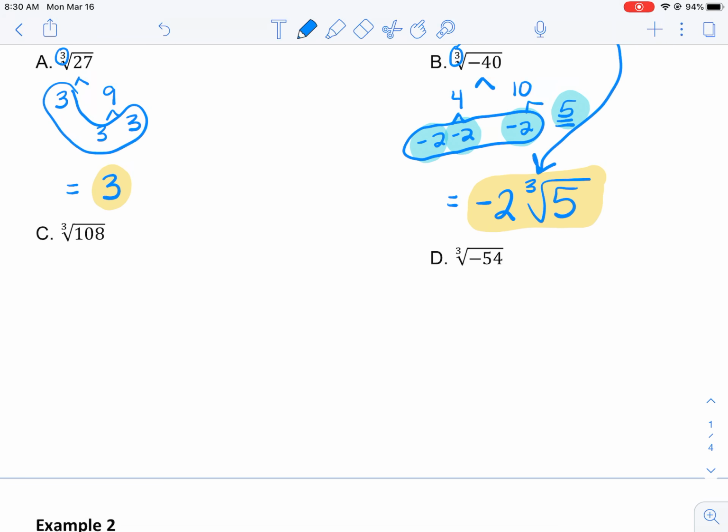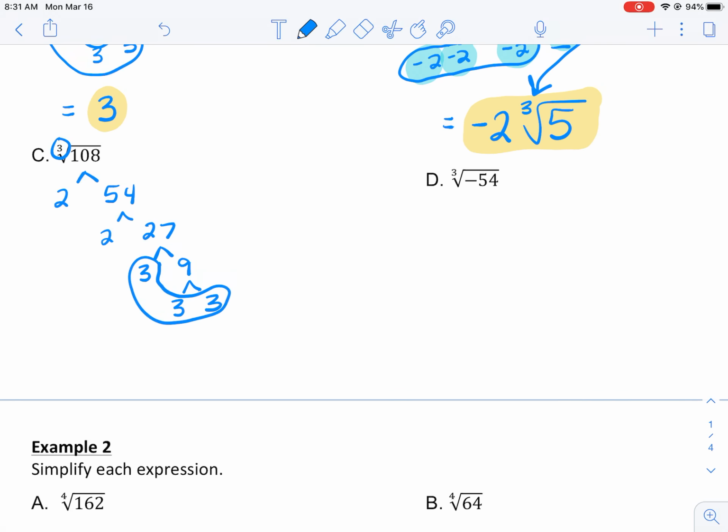Okay, let's try another one. The cubed root of 108. 108 can be broken into 2 and 54. And then we can do 2 and 27, 3 and 9, 3 and 3. The index is 3, so we need 3 of a kind for the number to come out. I have 3, 3, 3, so I'm going to take out a 3. Then I have 2 numbers left. I'm going to multiply those and put them back under the cubed root. And so we get 3 times the cubed root of 4.